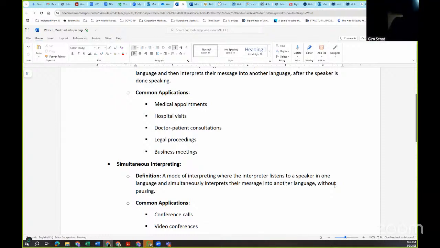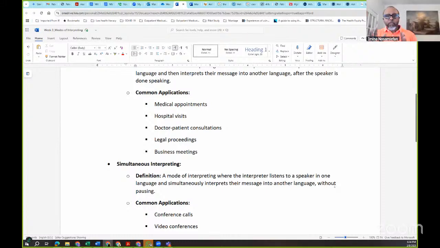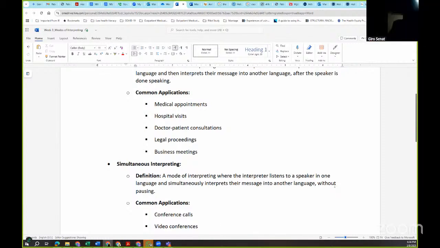Usually, so imagine doctor, interpreter, patient. Doctor speaks and stops. Interpreter interprets in the other language to the patient and stops. Patient speaks and stops. Interpreter interprets and stops. Doctor responds and stops.